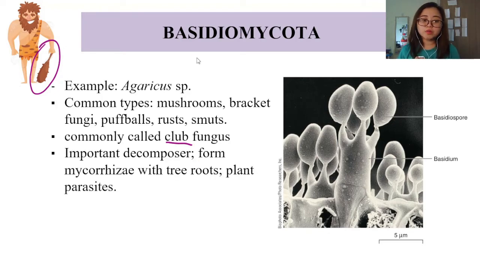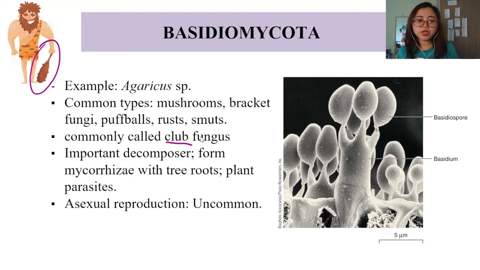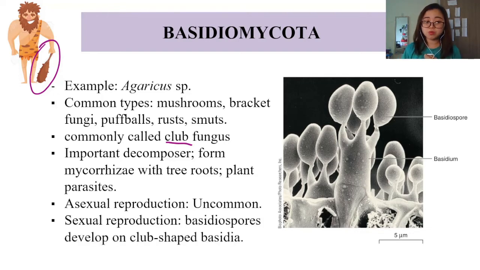They are also important decomposers in our environments. And this is one of their most important stuff, is they can form mycorrhizae with tree roots, and some of them can be plant parasites. Asexual reproduction is uncommon in Basidiomycota. Some of them do asexual, but most of them do sexual reproduction. Sexual reproduction in Basidiomycota is using basidiospores, which develop on the club-shaped basidia.